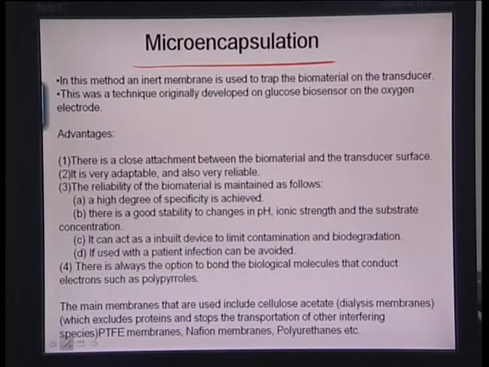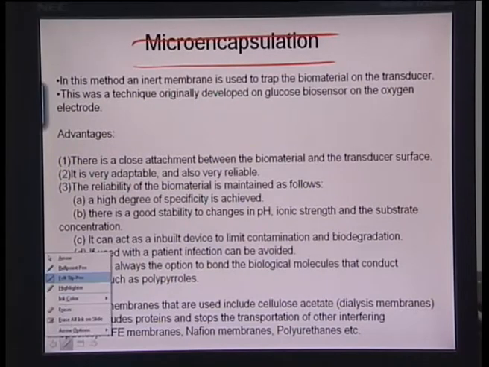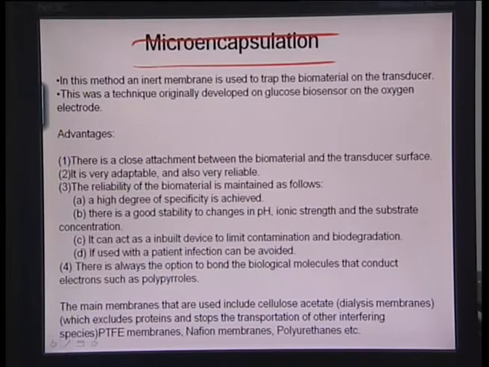It is really the trapping of a moiety or a biological moiety in between two membranes, or two membranous structures. In this method, an inert membrane is prepared and used to trap the biomaterial of interest on the transducer surface. And essentially, for the very first time, this technique was developed for a glucose biosensor, on an oxygen electrode.